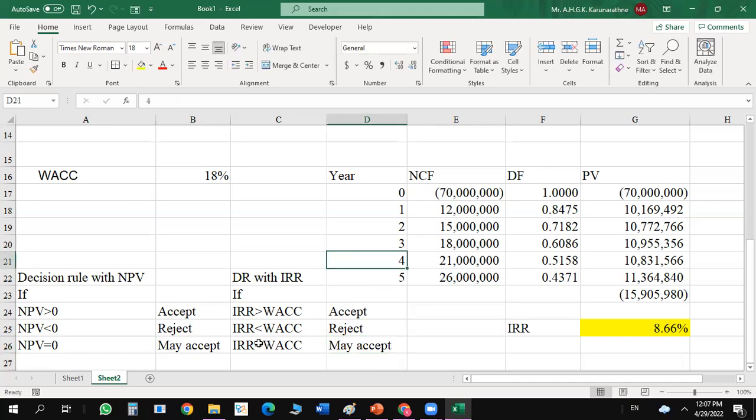Why do we say may accept? Because the company's cost of capital, or required rate, and the project return are equal, so there is no problem. Your required rate is equal to the project rate. For example, when you go for a job, your required salary is 50000 and the company offers 50000. That means the required rate and the offer rate are equal, then you accept. But if your required rate is 50000 and they offer 100,000, then you are thrilled, very happy. So if IRR equals the cost of capital, it may be accepted.